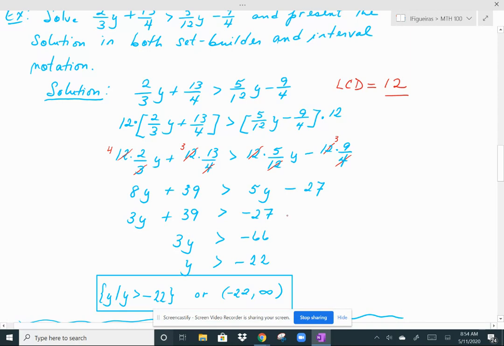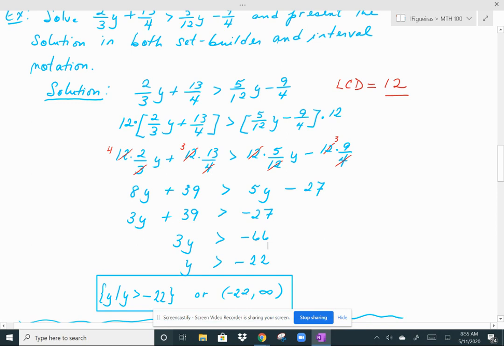In this line, I subtracted 5y from both sides of the inequality. So I get 3y plus 39 is greater than negative 27. Then subtract 39 from both sides and you get 3y is greater than negative 66. Divide by 3 and you get that y is greater than negative 22.